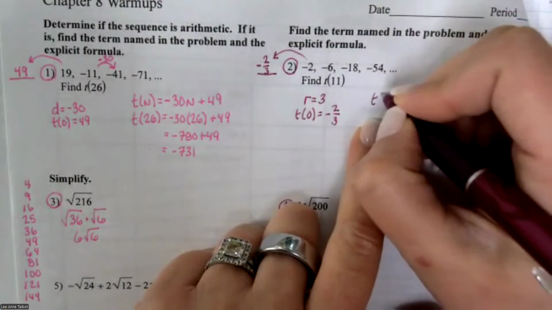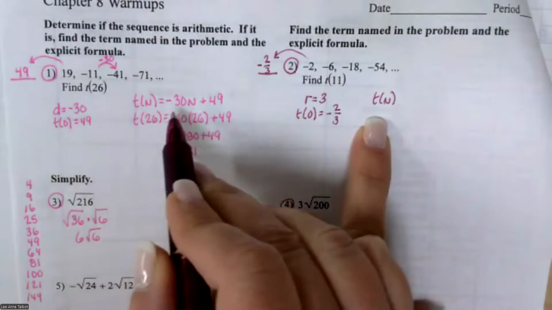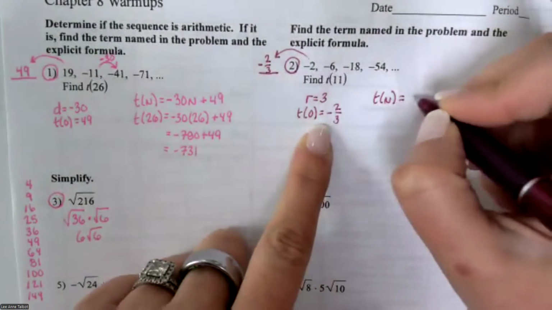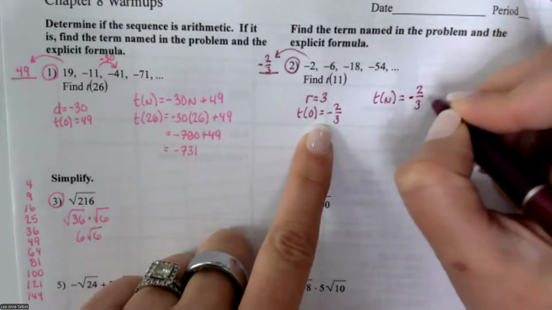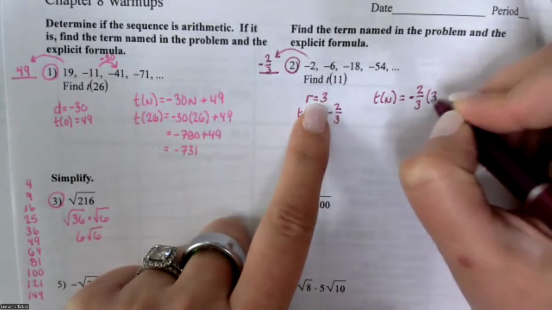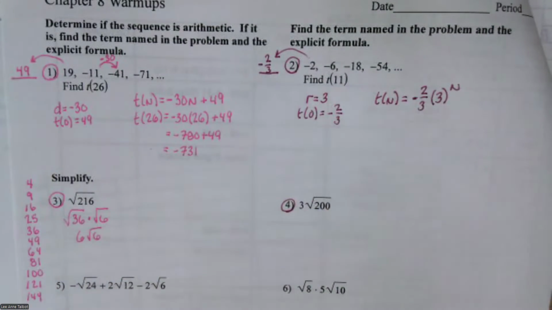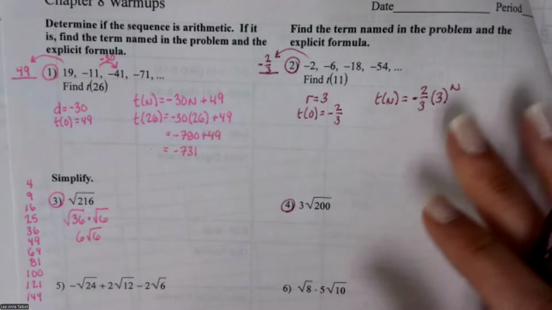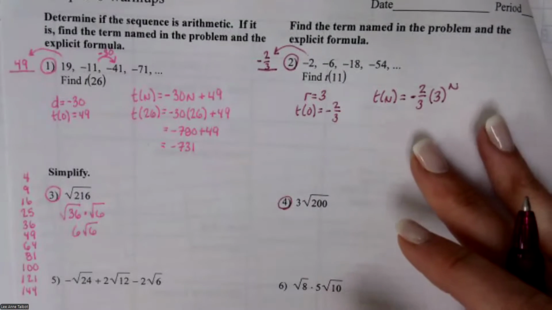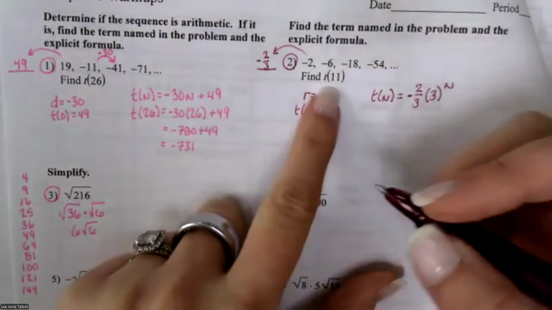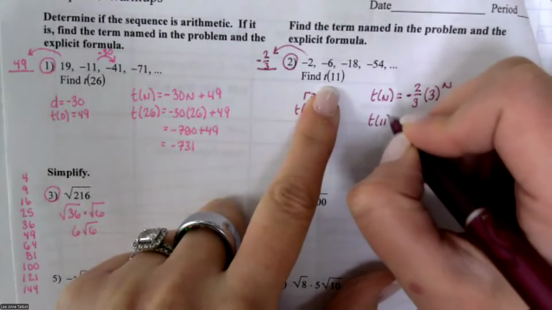Okay, the equation looks a little different. Instead of mx plus b, it's ab to the x. So a is term 0, b is the multiplier, and then x is n, because that's what we write in sequences. And we're going to be using this all chapter. This is what chapter 8 is about, y equals ab to the x. And it asked us to find the 11th term.